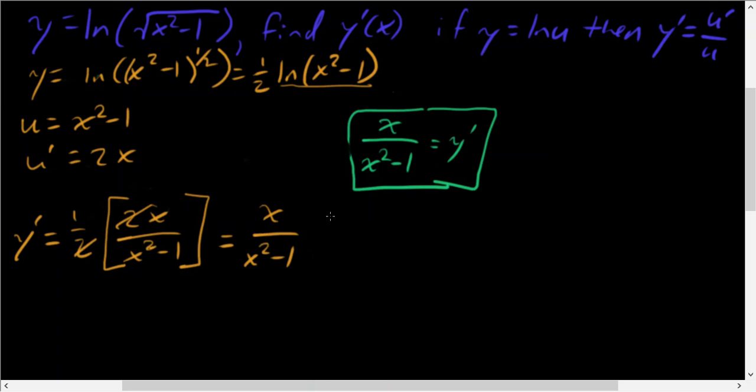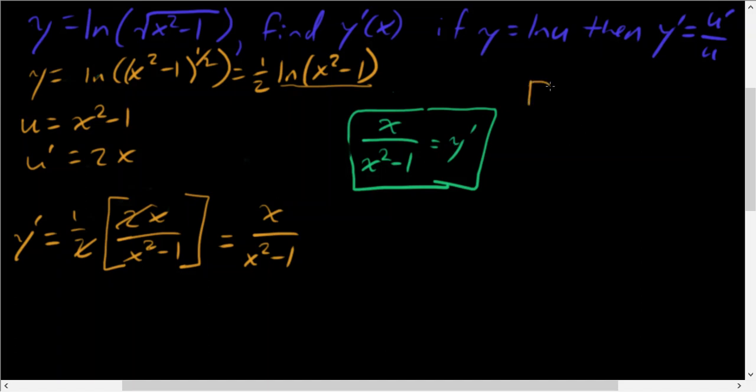And then you might ask, where's this thing defined? The original function wasn't defined if we had a negative value in the square root. But this one, also not defined if we have a negative in the square root. Notice where the derivative is defined. Simply x over x squared minus 1.